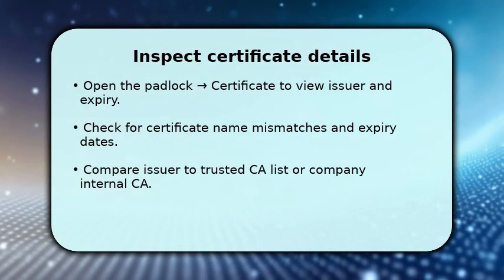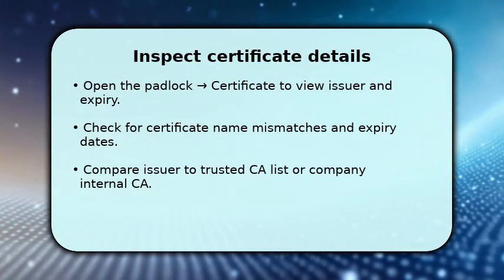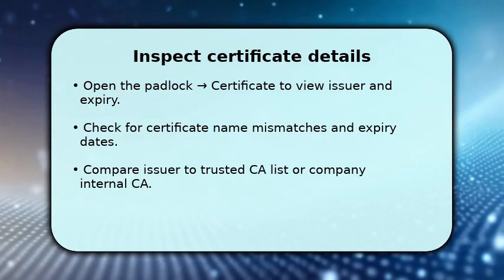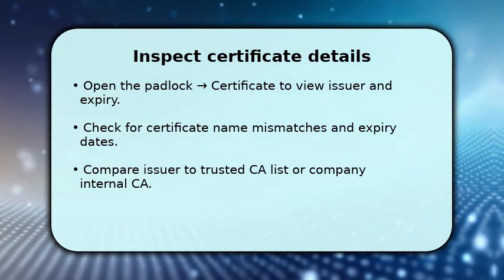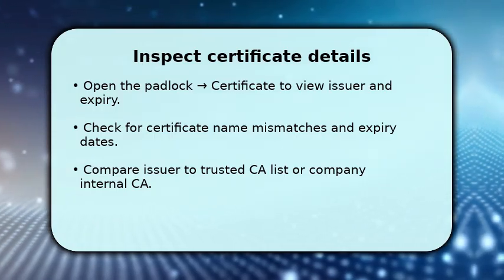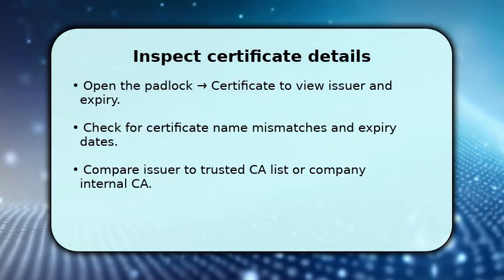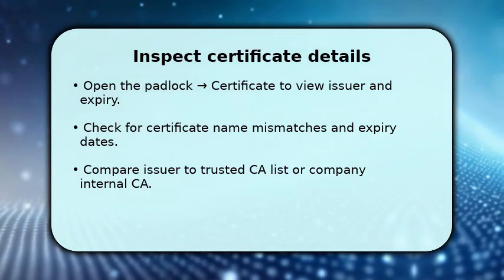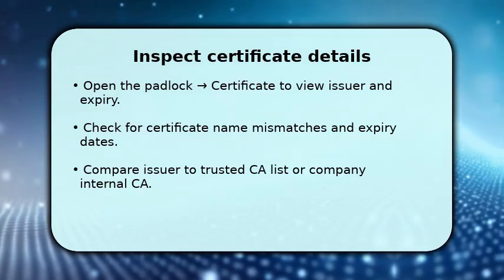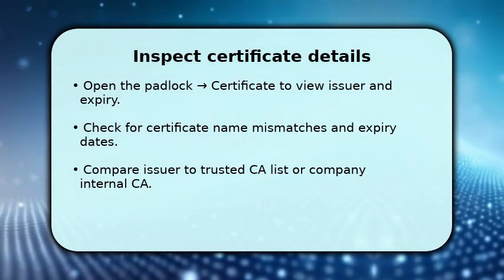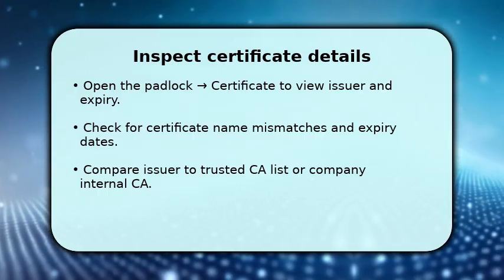Now you inspect the certificate to learn why Chrome flags it. Click the padlock, view the certificate, and read the common name and expiry. Name mismatches or expired certs explain most errors. Then examine the issuer. If it's an internal CA, you may need to install a root certificate. Make sure intermediate certificates are present. Missing chain links cause failures.